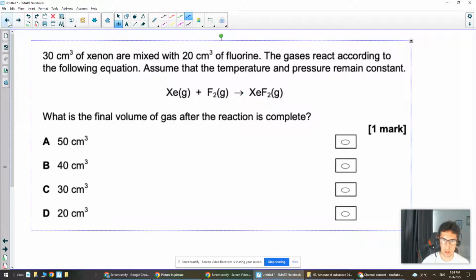Let's try this one first. So this is a proper exam question. It says 30 cm cubed of xenon are mixed with 20 cm cubed of fluorine. Oh yeah, by the way, noble gases do react sometimes, particularly xenon, actually. We always say noble gases don't react, but they sort of do.